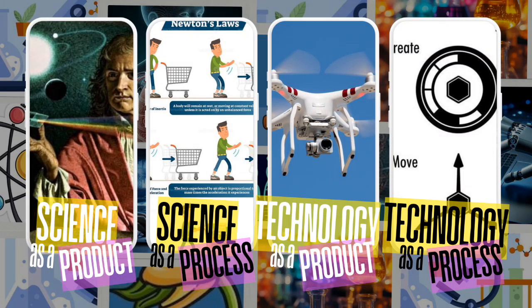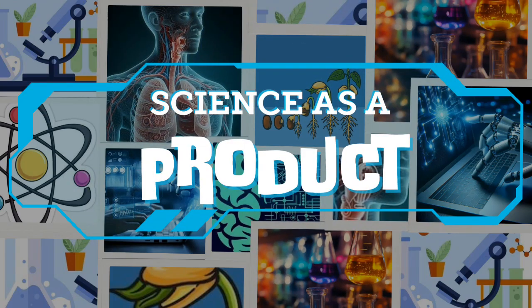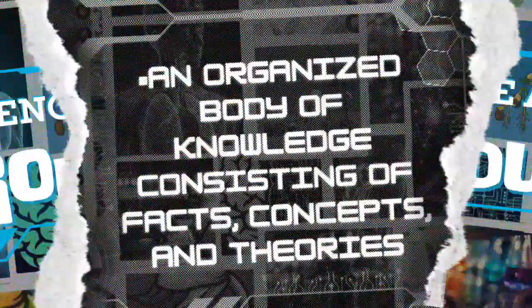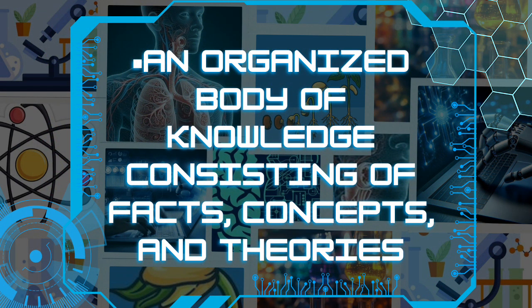The topic that we are going to talk about today is about science as a product, science as a process, technology as a product, technology as a process. So let's start our lesson with science as a product. Science as a product is an organized body of knowledge consisting of facts, concepts, and theories.